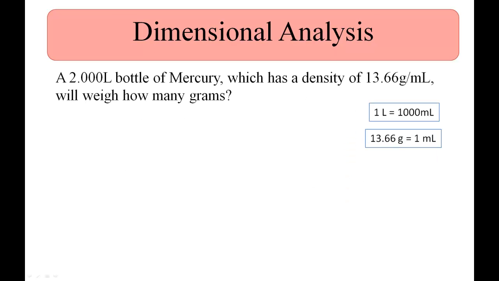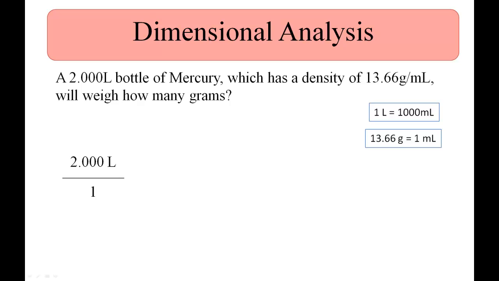Your third and final example is one with density. Density is a way of converting a mass into a volume or a volume into a mass. In this example, we have a 2.000 liter bottle of mercury, and it has a density of 13.66 grams per milliliter. We want to know how much it'll weigh in grams. The first thing I want to point out is how the density is written out. I've written it out as 13.66 grams equals 1 milliliter.